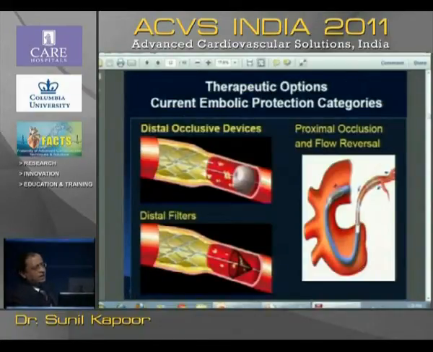What are the devices that we have? One is the distal occlusion device, the other is the distal filter, and the third is the proximal occlusion device. Next slide.